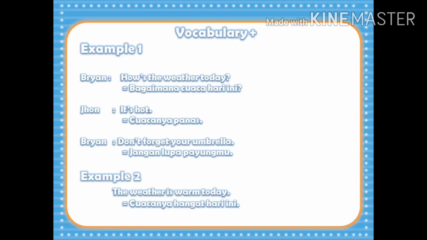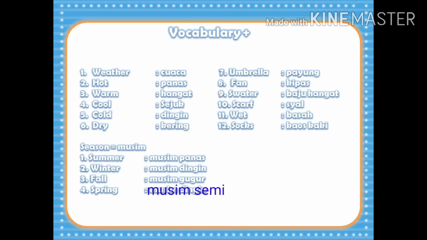Children, tadi Miss Netty sudah menyebutkan contoh kalimat ini di awal. Dan di sini ada kata don't forget your umbrella, yang artinya jangan lupa payungmu. Don't forget your fan, jangan lupa kipasmu. Miss Netty harap kalian terus mengingat vocabulary yang ada di unit 1 ini. Jangan lupa dibaca dan diingat ya anak-anak.